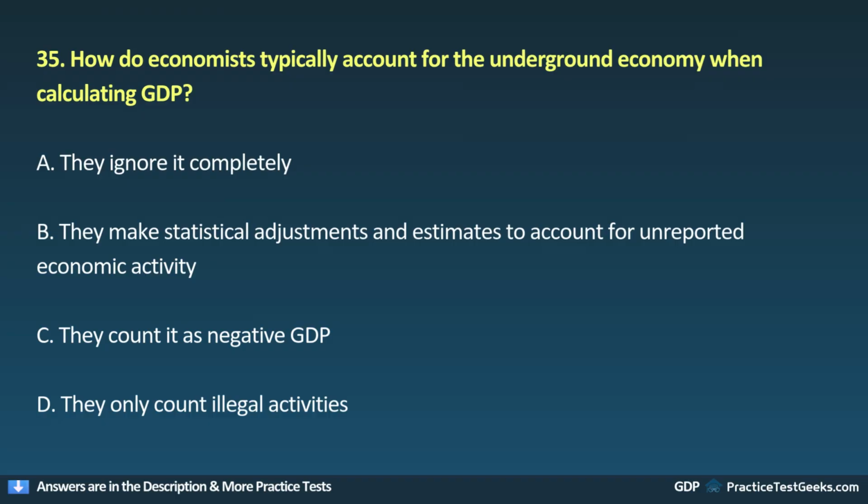35. How do economists typically account for the underground economy when calculating GDP? A. They ignore it completely. B. They make statistical adjustments and estimates to account for unreported economic activity. C. They count it as negative GDP. D. They only count illegal activities.